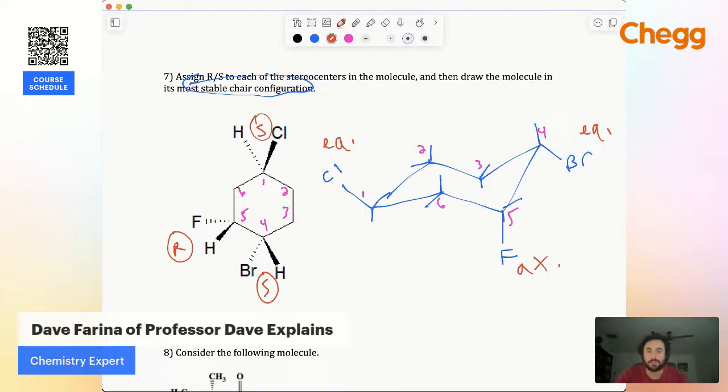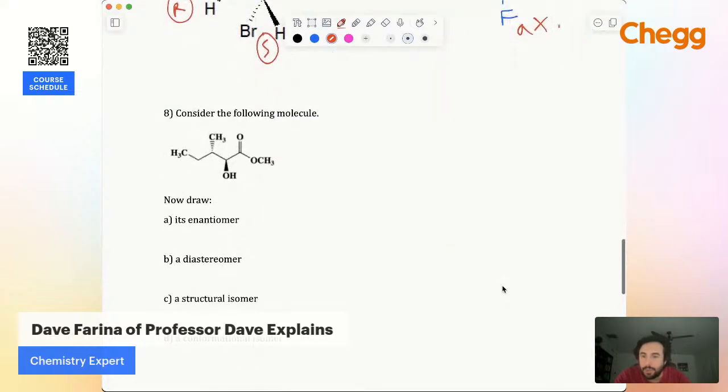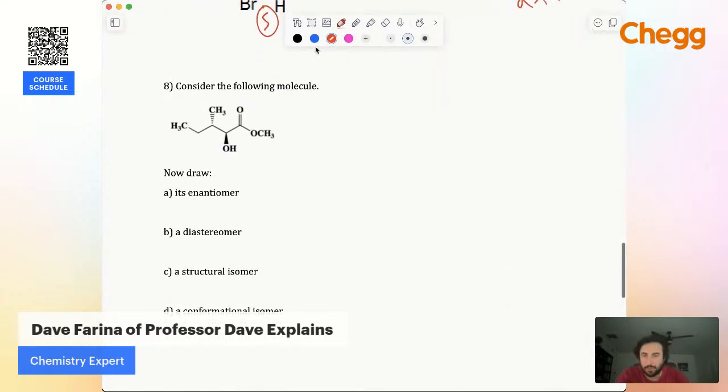And that's it. Okay, so let's go back over here. Consider the following molecule. So this is a good one. Once again, very, very important that we understand what enantiomers are, what diastereomers are, how to identify them, how to draw them if prompted. So here we have this molecule. We want to draw its enantiomer. So a couple ways we can do this. You can either imagine a mirror plane and flip this over the mirror, right? You draw the mirror image. But honestly, it's quite a bit easier to just invert every stereocenter. So just draw the same molecule.